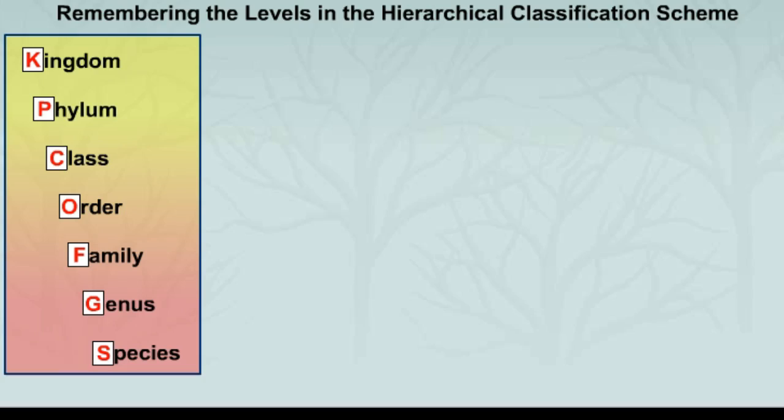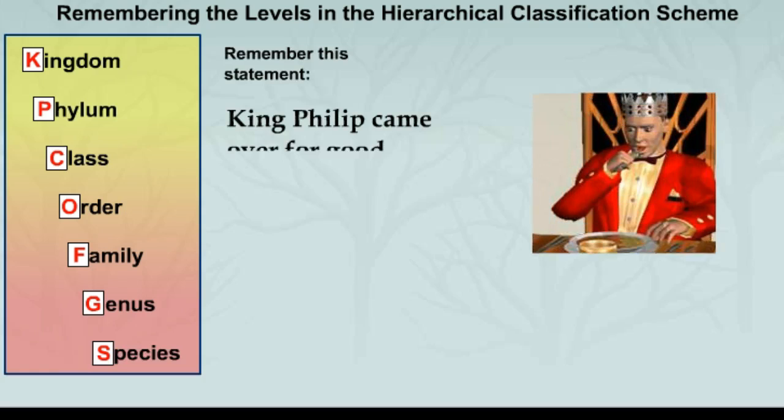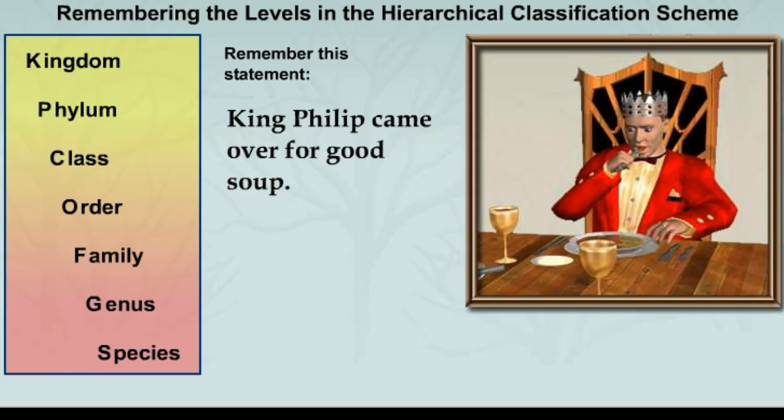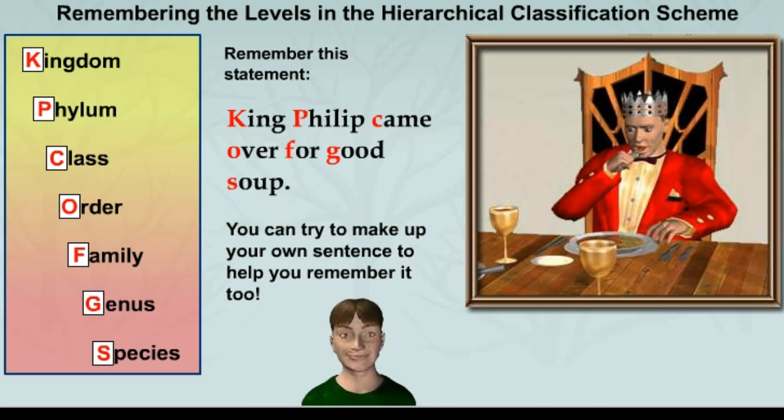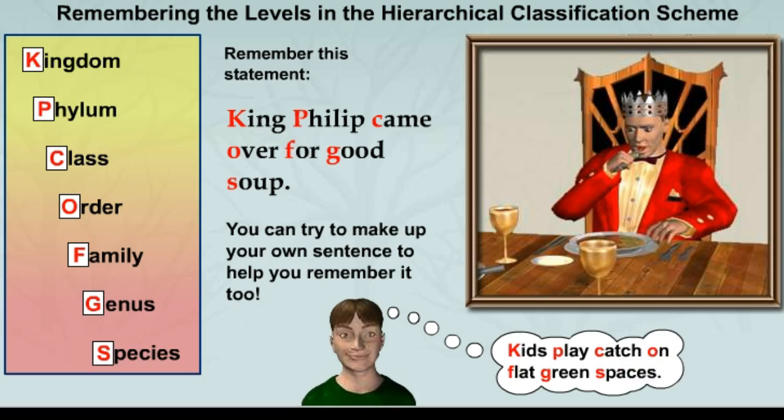There is an easy way to remember the order from kingdom down to species. Remember this statement: King Philip came over for good soup. Each word in this sentence starts with the first letter of each level in the hierarchical classification scheme. If this isn't easy to remember, you can try to make up your own sentence to help you remember it too.